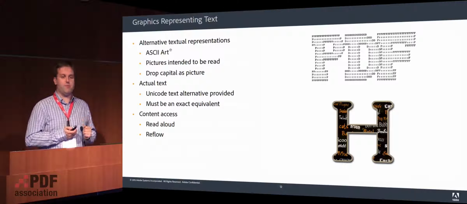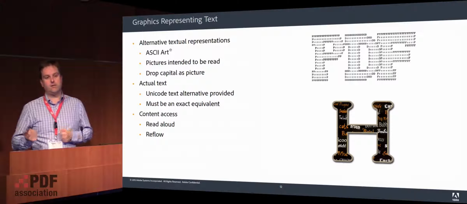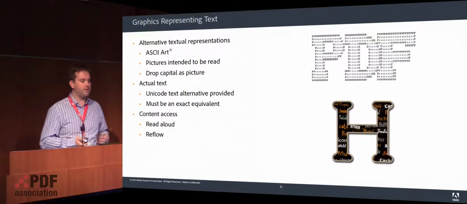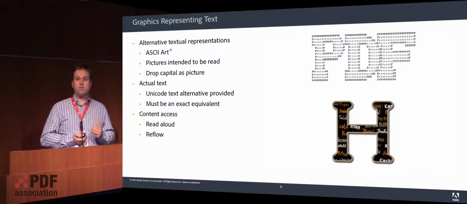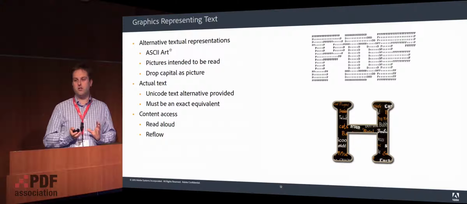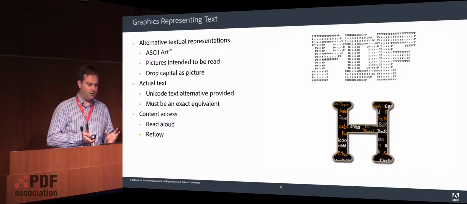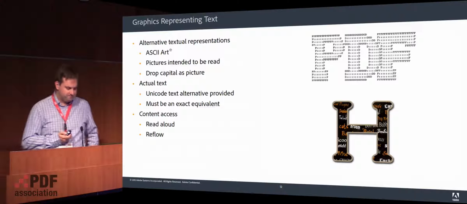It allows you to describe the actual text for an image or a figure, and that can be consumed when extracting that content, whether it's for read aloud, copy and paste, depending on what you want to do with it. Actual text must be an exact representation of the content. It must be equivalent to what a sighted user would see when consuming that content. And it's very valuable for many, many purposes.